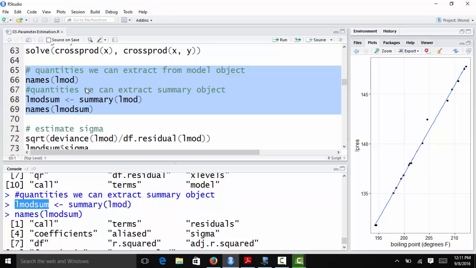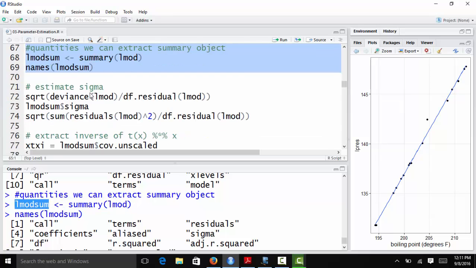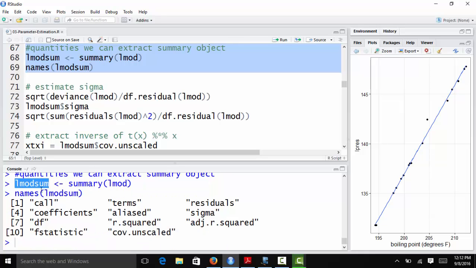So let's say that we wanted to estimate sigma. We can obtain that from lmod sum, so we can see that right here. lmod sum contains sigma, so this is just sigma hat. If we run that, we see the value is 60.975.